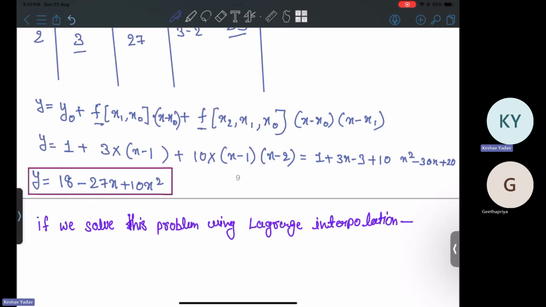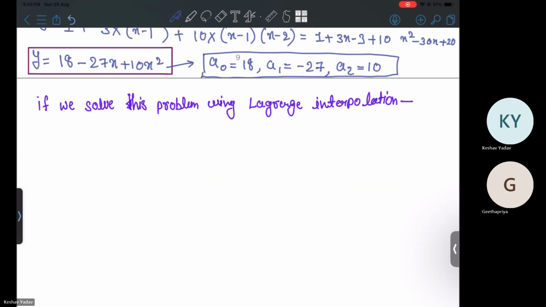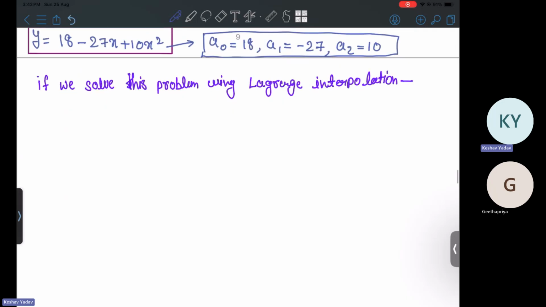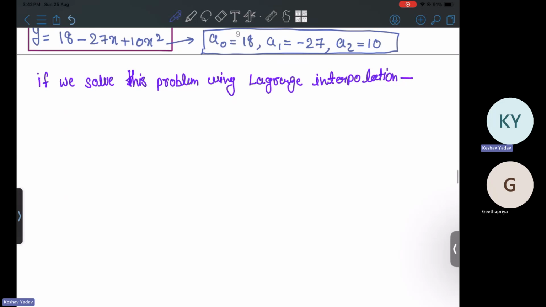From here, what is my a0? 18. What is my a1? Minus 27. What is my a2? This is 10. This is the same value that we have got using the Vandermonde matrix or directly solving the problem. Now the same problem we wish to solve using the Lagrange interpolation method. The answer will be the same, but let us see how it will go.